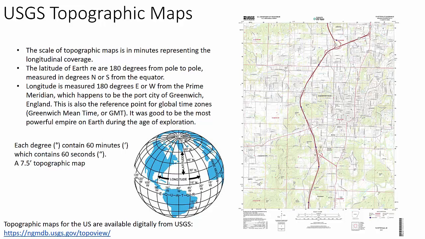You have an electronic version of this topographic map available to you. You can zoom in on it, cut and paste it into software, or you can print it out and work with it from paper, however you choose. But let's talk about topo maps. The scale of topographic maps is in minutes, representing the longitudinal coverage. Latitude of Earth is divided into 180 degrees, half of a circle from pole to pole, measured in degrees north or south from the equator. So the equator is 0 degrees north and south.